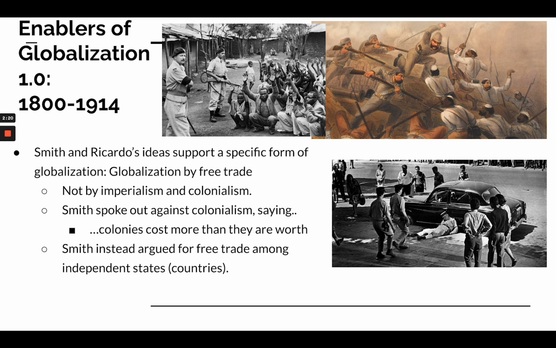Smith argued instead, of course, for free trade, and in his mind, this should be free trade among independent states. Because remember, for Adam Smith, what is important is that trade, economic relationships, our agreements with one another are voluntary. He saw this as an easier and cheaper way of getting what you want. Don't take it by force. Buy it. Trade for it with independent states and between independent states.